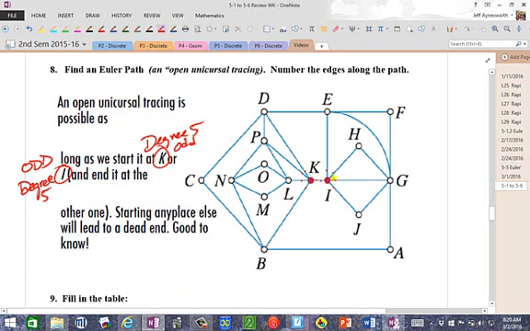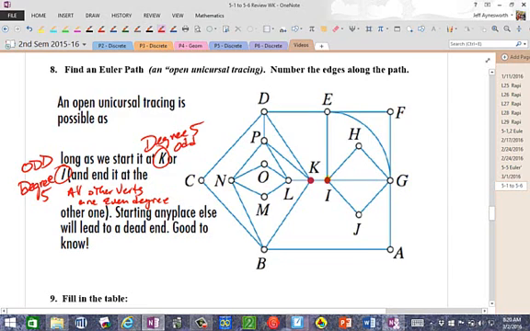Everything else is even. 1, 2, 3, 4. So D is degree 4. E is degree 4. F is degree 2. 1, 2, 3, 4, 5, 6. This is degree 6. So all other vertices are even degree. And because of that, we have to either start at K and end at I, or start at I and end at K.